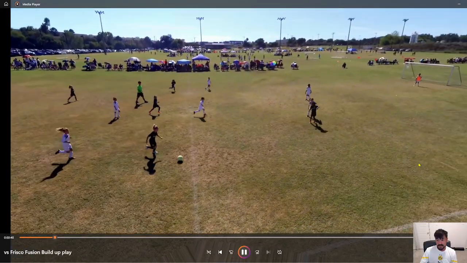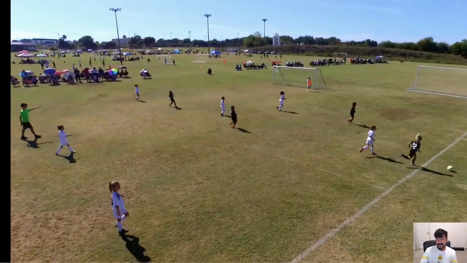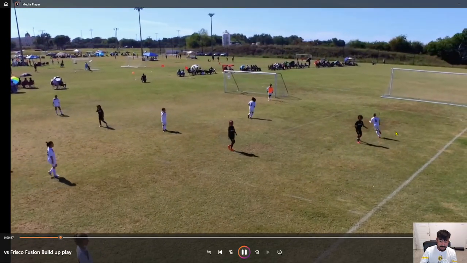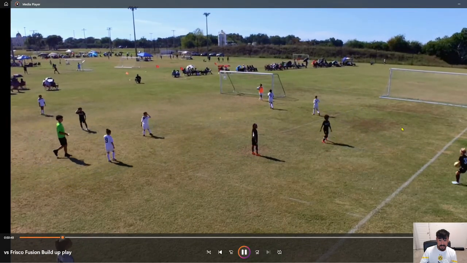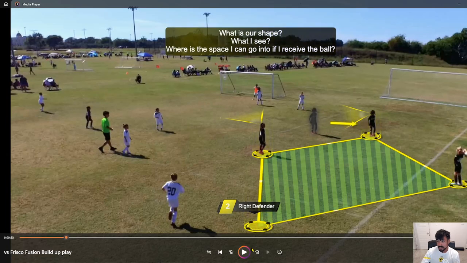Good ball. Takes the space. I don't mind this decision here. Yes, maybe play Chandler into this space, right? But I don't mind the decision. So here we go. The number 2, the right defender. We always want our wingers to throw in the ball so that we can have a diamond shape. Just in case we don't play it quickly, we at least have options to either reset the ball, play the 10, or play the 9.